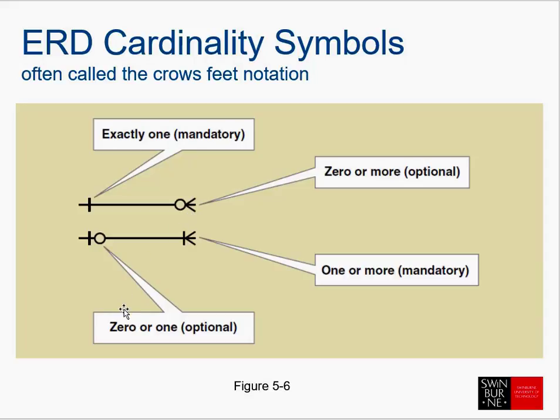And then we have optional participation, and then we can have one or more, or one mandatory participation. We haven't learned this actually in our database analysis and design subject, but this is another way that we can model our domain model diagram, the entity relationship diagram.